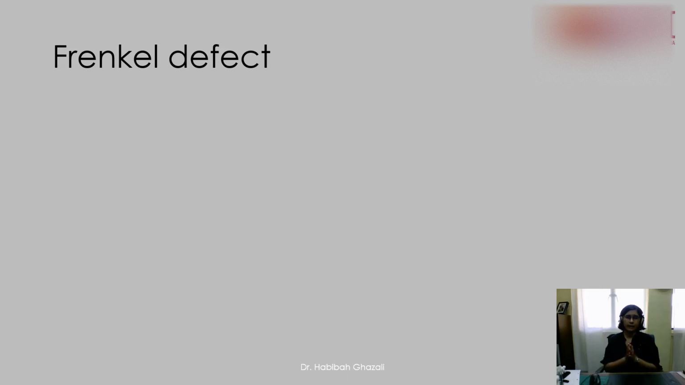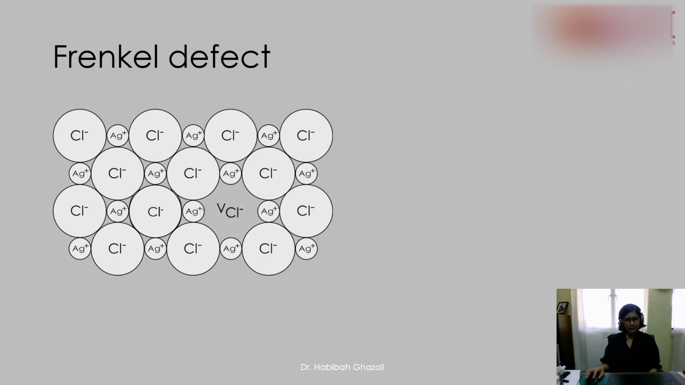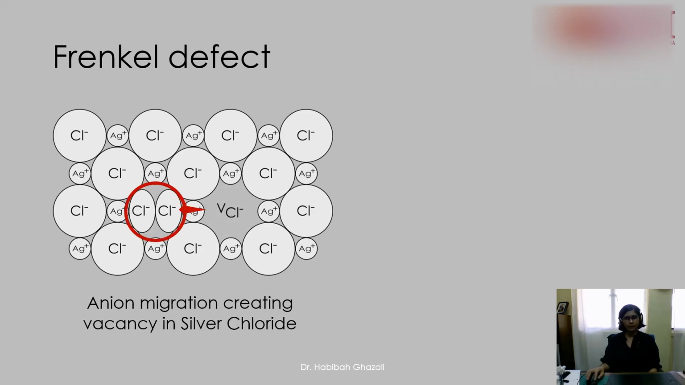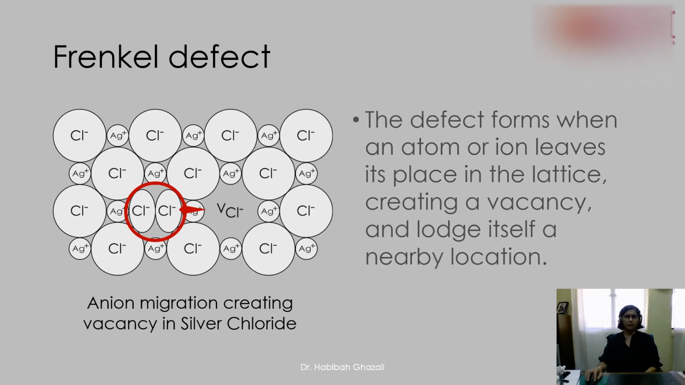Another point defect that can happen in ionic compound is Frenkel defects. So in these defects, what happened is that the anion or cation is not missing from the lattice structure. Instead, it squeezes itself into another position placed somewhere else. So this is to also maintain its neutrality.